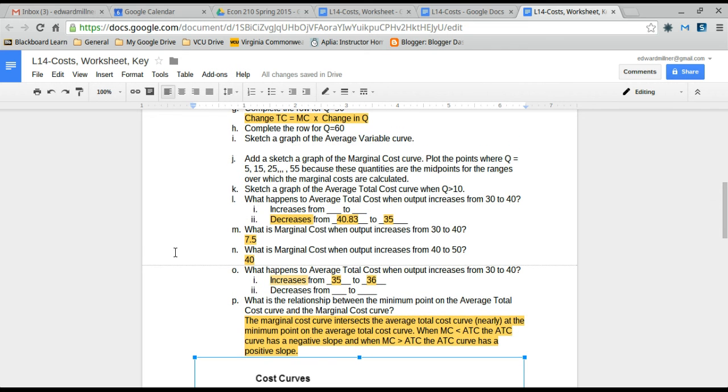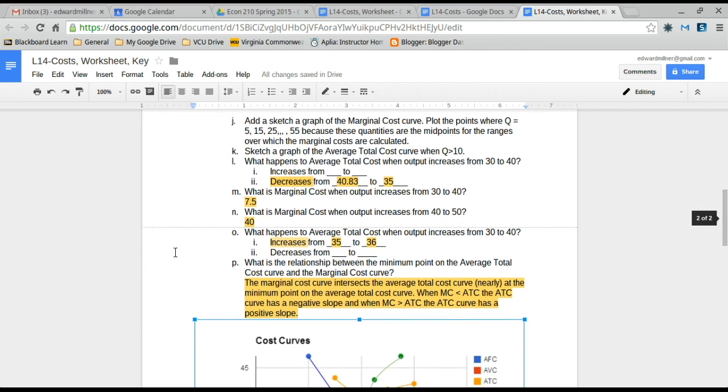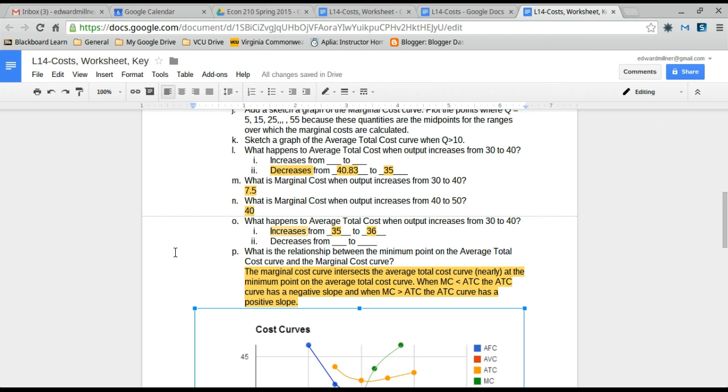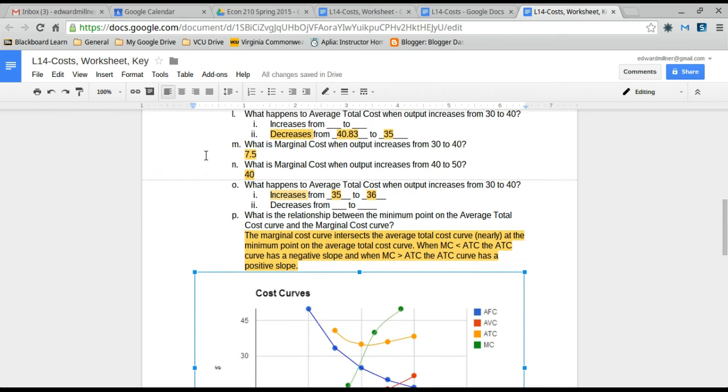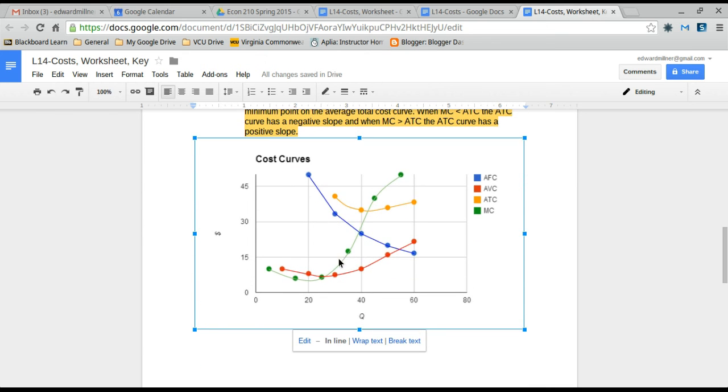Let's talk about the questions with the graph in our face. So the first question I asked is, what happens to average total cost when output increases from 30 to 40? Well, it decreases from 40.83 to 35. We can see that. Here's a quantity of 30. There's a quantity of 40. The average total cost is going down.